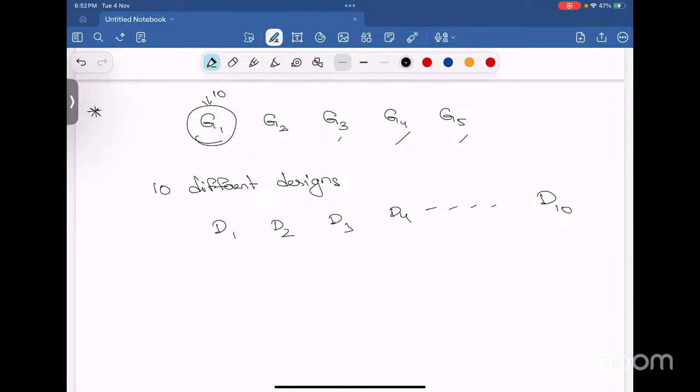Whereas coming to G2, once I have already wrapped one wrapper with G1, it will have only 9. The next one will have only 8, 7, 6, and so on. Correct? Then what do you think? The first question is: from the given list of options, select the steps applicable for selection of gift wrapper for the gifts.